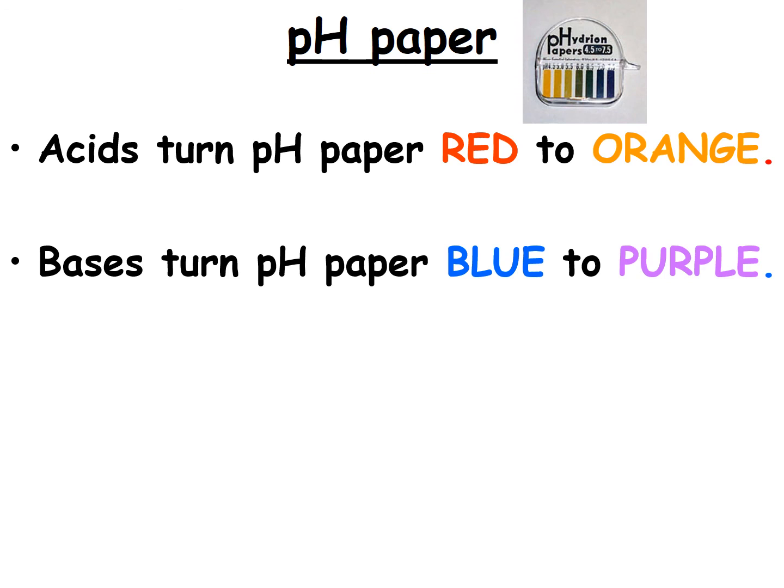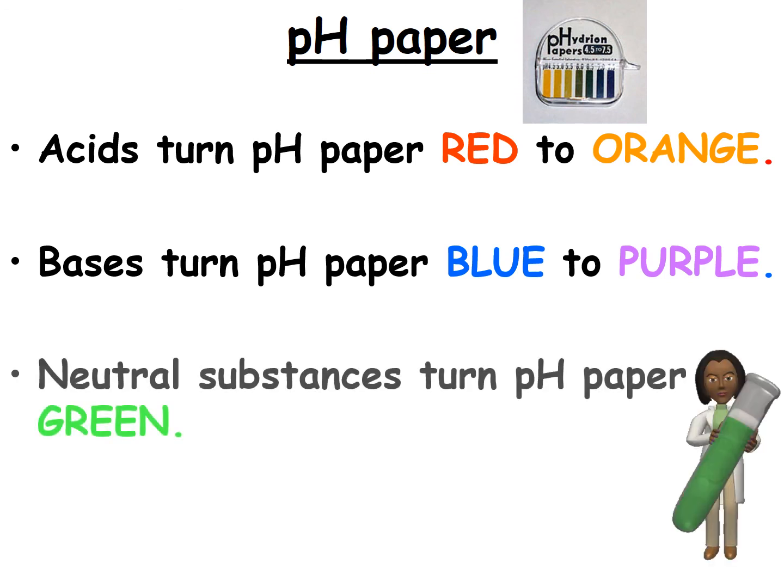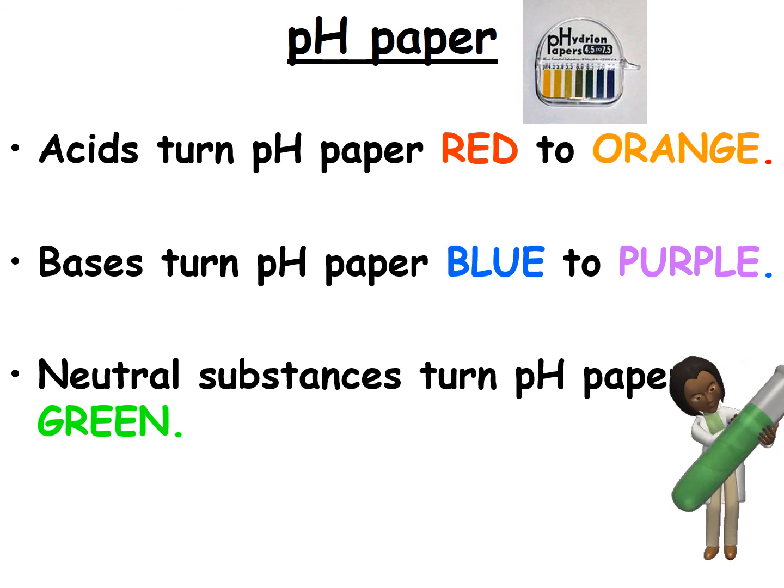Bases are going to turn your blue paper from blue to a purple, so somewhere in that blue-purple range. And then neutrals just keep it green.